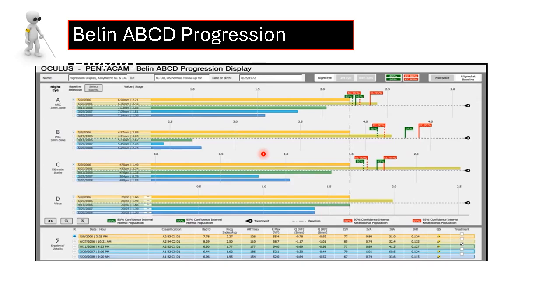Also, other parameters include the BAD display that we have explained before. You should take into consideration the changes that happen in the BAD display. Although BAD display is not useful in documenting the progression, it should be taken into consideration.